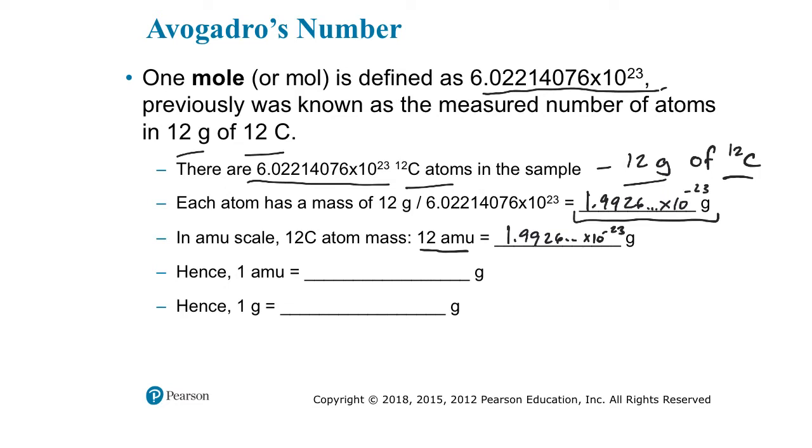So we're just saying, we started with a mass of carbon that's 12 grams that contains an Avogadro's number of atoms. We use that to figure out the mass of each one of those atoms. We then say, well, what if we set 12 AMU to be equal to that particular mass? So divide both sides by 12. Divide that 1.9926 times 10 to the minus 23 by 12. We get 1.66053 times 10 to the minus 24 grams.